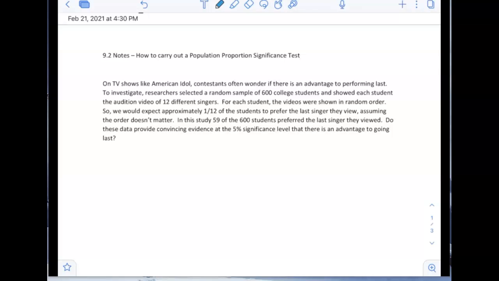All right, so when we read these, the reason that I know it's a test is that they are asking me a yes or no question. It's right here. Do these data provide convincing evidence? Yes or no? Okay, if they were asking for you to come up with a proportion and guess at a proportion, then you would be doing a confidence interval.